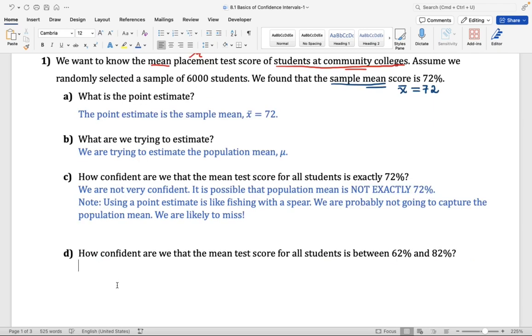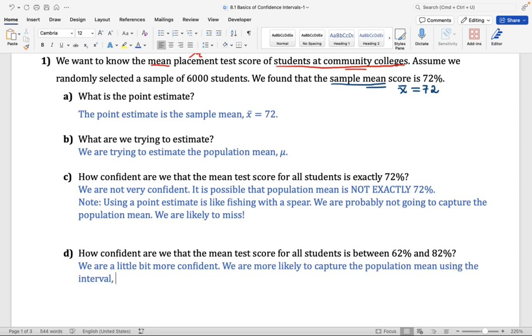So let's go ahead and write, we are a little bit more confident. We are more likely to capture the population mean if we give ourselves some room for error, right? If we give a range of values, that is, if we use a confidence interval. We're going to write, we're more likely to capture the population mean if we use the interval, and I'm going to say the interval using interval notation.